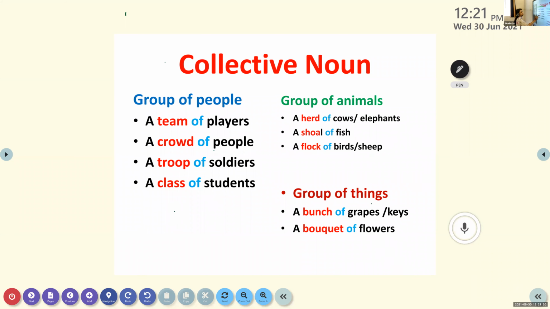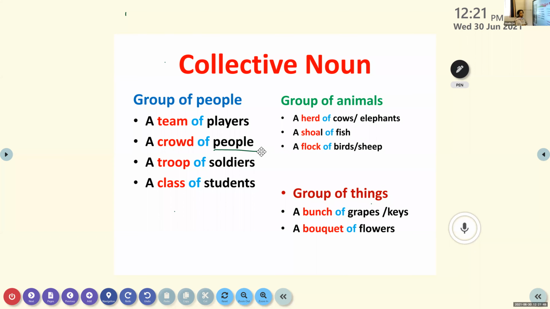What do we call a group of people? We say it is a crowd of people. All of you, please repeat it. Crowd of people. Please repeat after me. What do we say for a group of people? Crowd of people. Yes, okay.